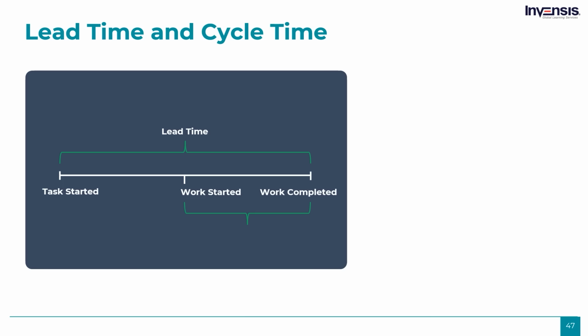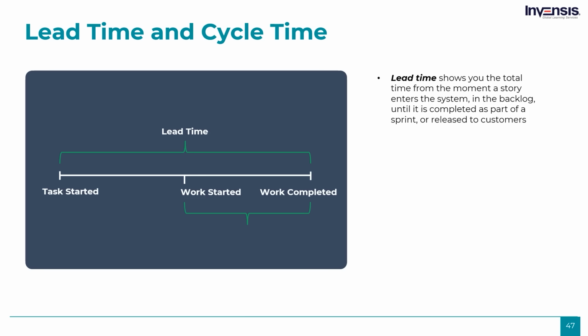Next on the list are lead time and cycle time. They are very simple to understand. Both these metrics show you how long work items spend in a given process. However, there is also a clear differentiation between them. Lead time shows you the total time from the moment a story enters the system, in the backlog, until it is completed as part of a sprint, or released to customers. Lead time is an important metric, actually more important than velocity. The reason for this is it provides the exact end-to-end time calculation for every process.